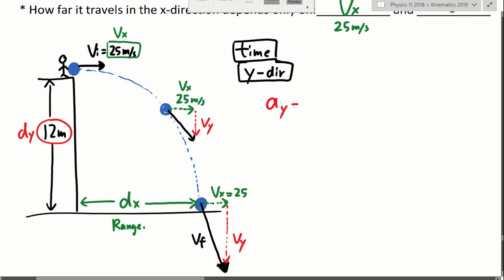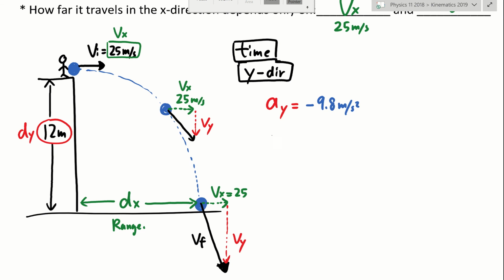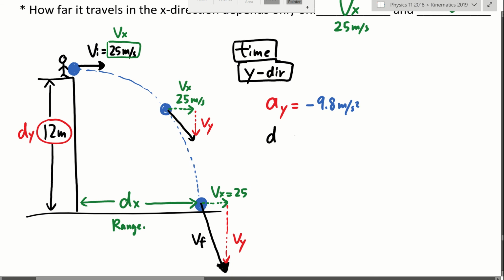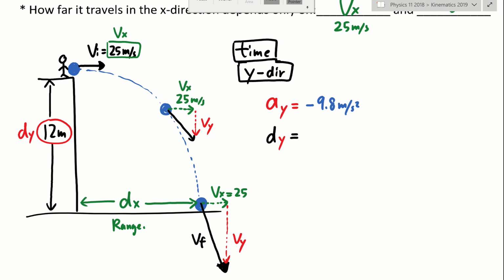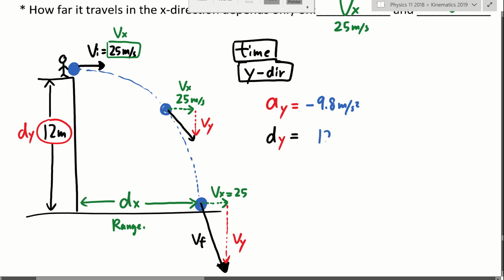What is my acceleration vertically? It's gravity. So it's always negative 9.8 meters per second squared, because gravity is only in the Y direction. So I have one thing. Do I have my distance or displacement? Well, in the vertical world, yes, we do have a displacement, and that is 12 meters.